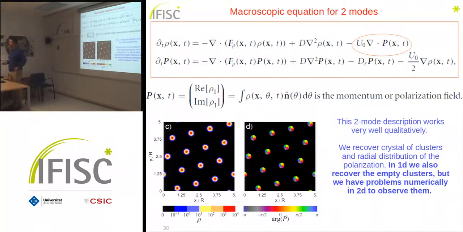What happens analytically with that? Because with only two modes, the equations are very nice and very standard in active matter. Essentially, the first mode is the density, and the second mode is what you can call the polarization field. Then you have two equations for two modes. When U0 is zero, you only have the standard Dean-Kawasaki equation. But now the density is coupled to the polarization field, and this polarization is what has to make the clusters. Then you have an expression for the polarization field.